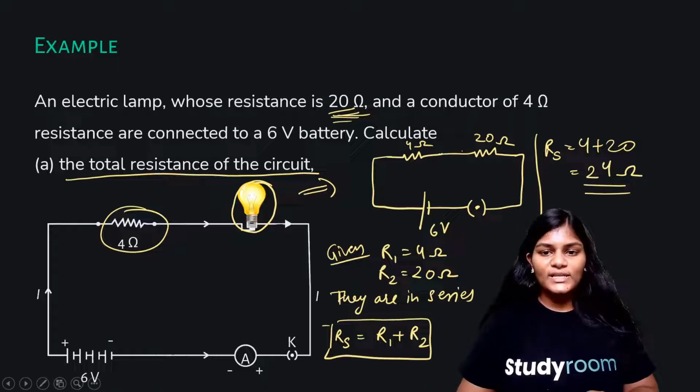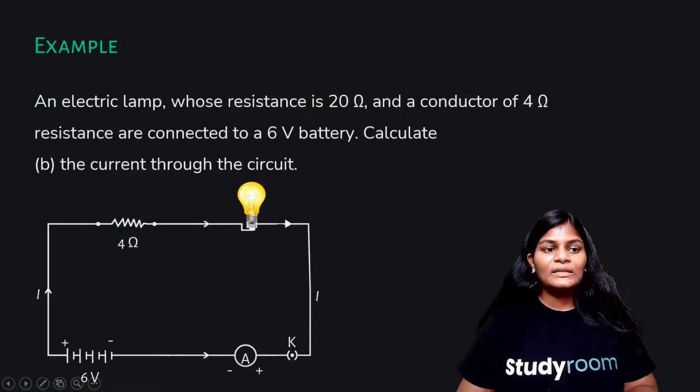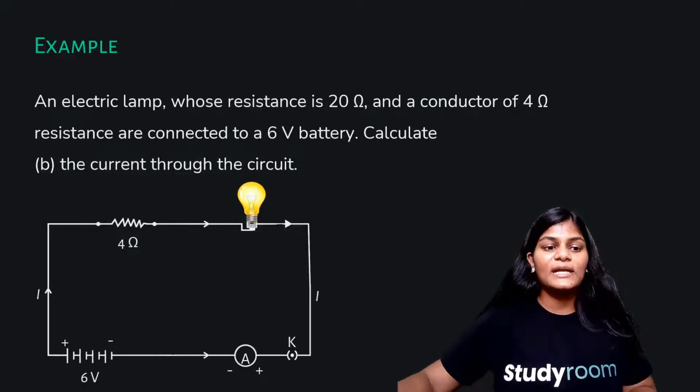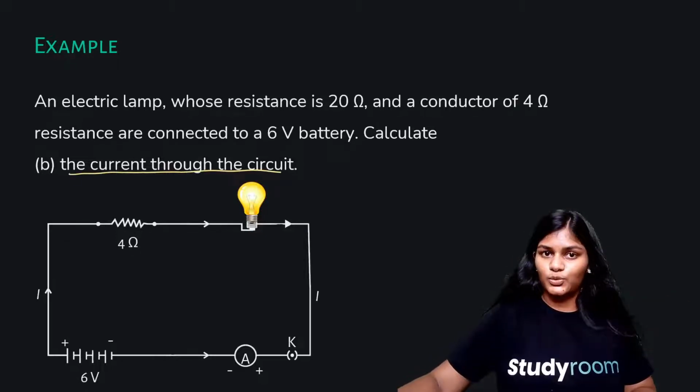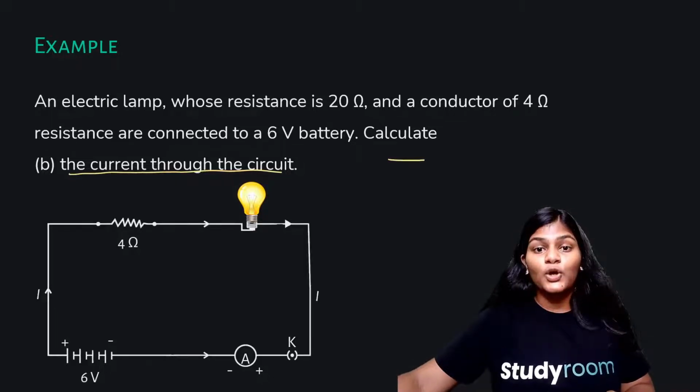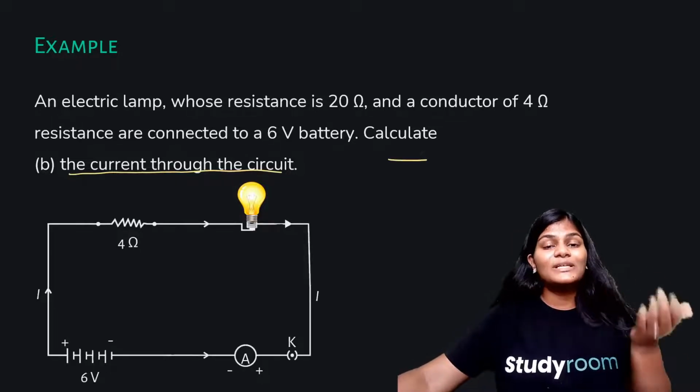Okay. Now let's look at the next part. It is the same question. The next part says calculate the current through the circuit. Okay, great. Now we will draw the simplified circuit.